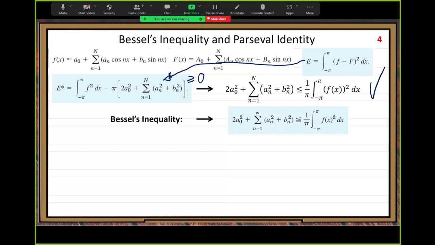Bessel's inequality. First, the mathematician Bessel discovered this inequality. Then another mathematician improved this result. So what's that? Now let's consider the trigonometric series.